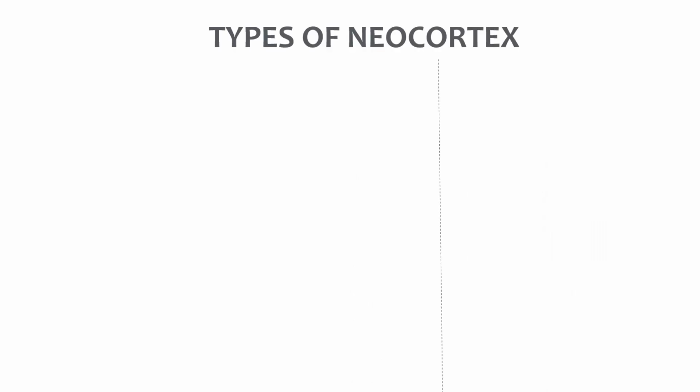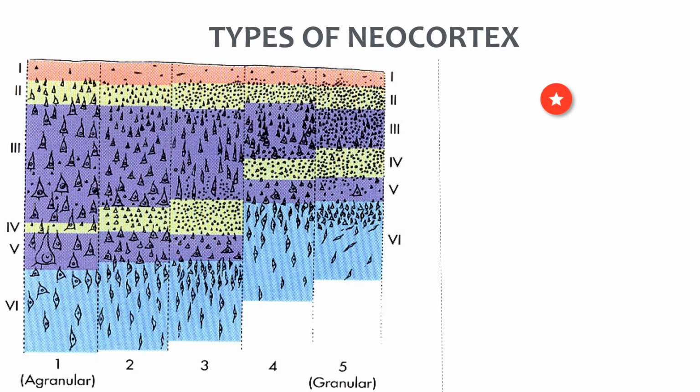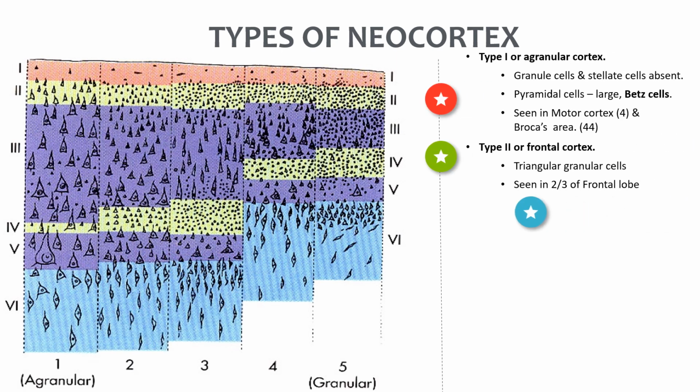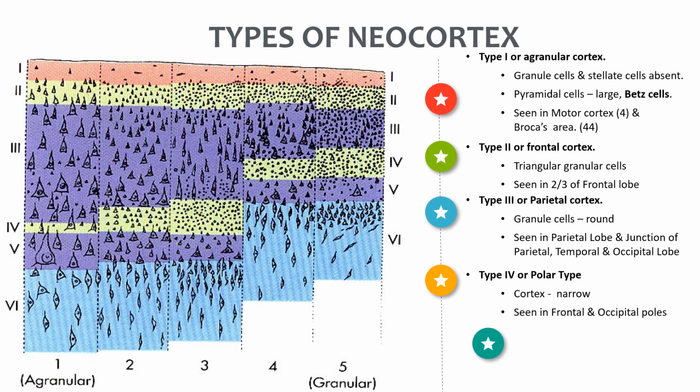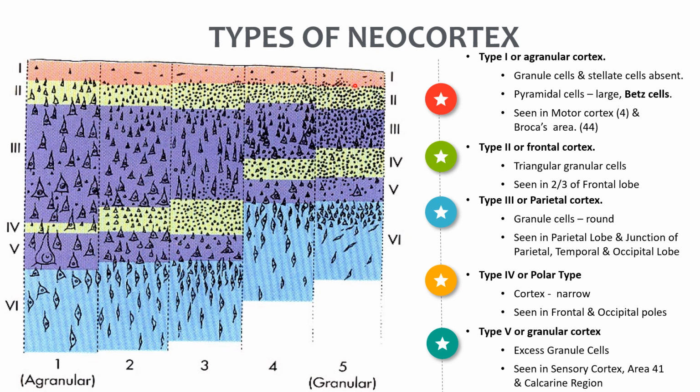Depending upon the local variation in the histological structures, the neocortex can be divided into 5 different types. So far we have seen the different layers from 1 to 6. Here it is different types, so it is based on the various local variations.